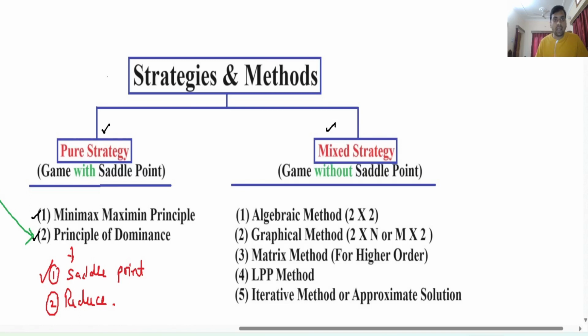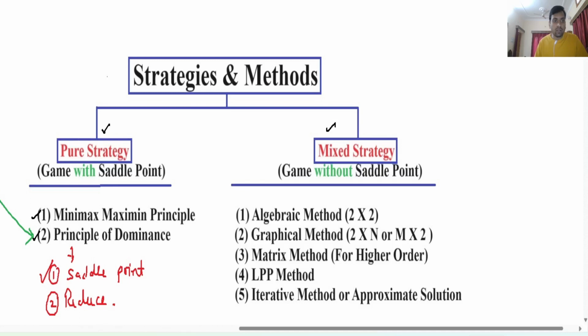So strategies and methods of game theory, and there are two strategies. First is pure strategy and second is mixed strategy. If the game is with saddle point, then this is considered as pure strategy, and if the game is without saddle point, then this is considered as mixed strategy. And to find this saddle point we have two methods. First is Minimax Maximin principle and second is principle of dominance.